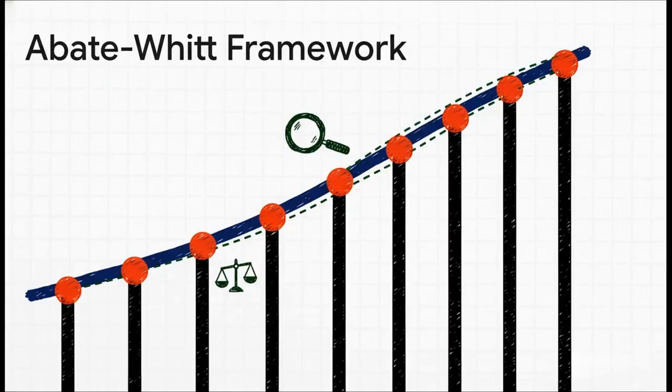And the absolute state-of-the-art for this stuff is something called the Abate-Whitt framework. It's so clever. Instead of integrating along a whole path, it just samples the function at a few very specific, strategically chosen points in the complex plane. Then it combines those samples to build an incredibly accurate guess of the real answer. The whole trick is just figuring out where the best points are to sample from.